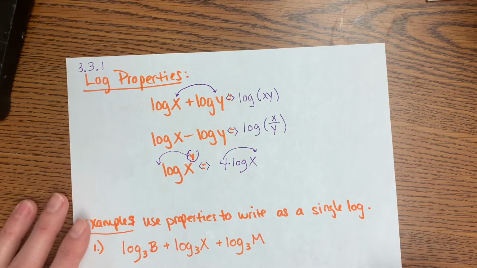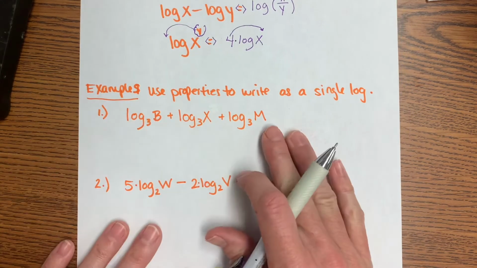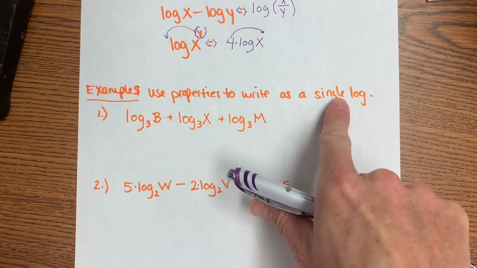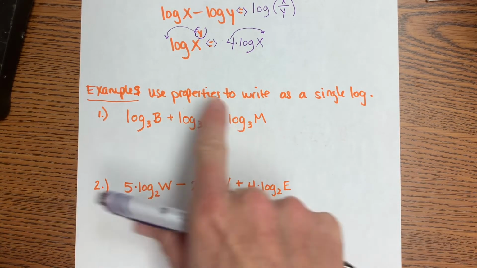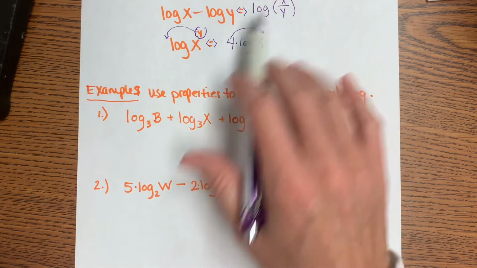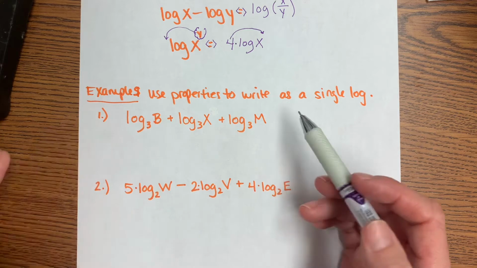All right, so now let's see how we're going to use them. Just a couple examples. This one says use the properties to write these together as a single log. So I'm going to use the properties to put this together into one log. Notice all the bases match, so I can use my properties. I just go left to right, I usually do.